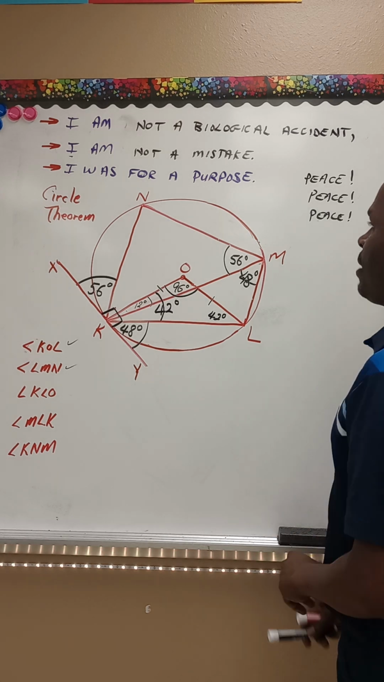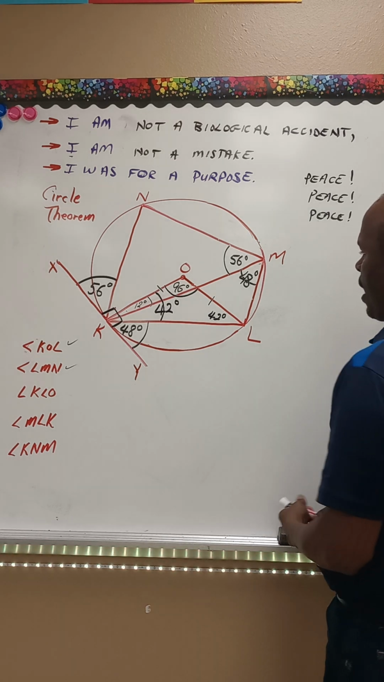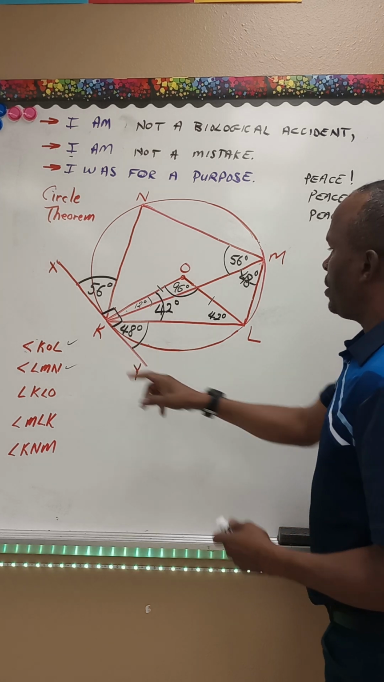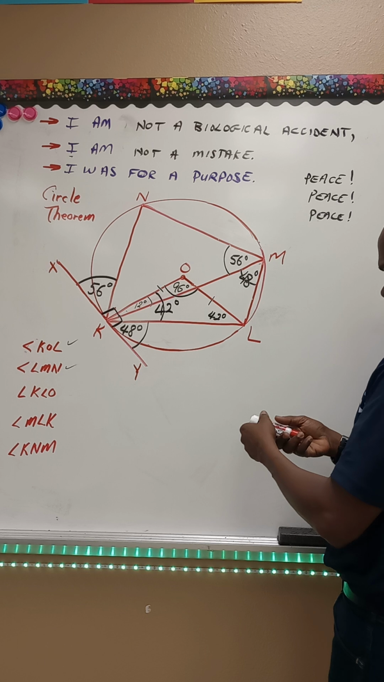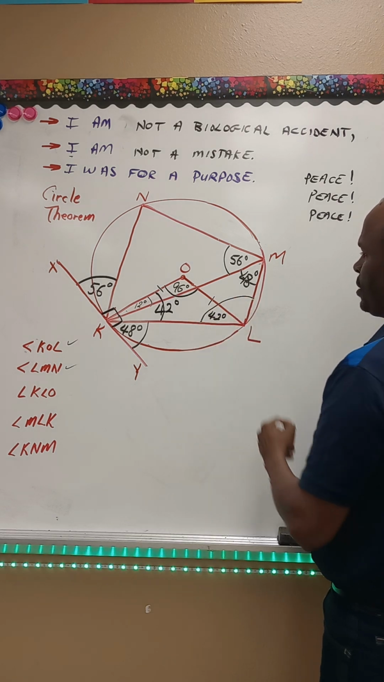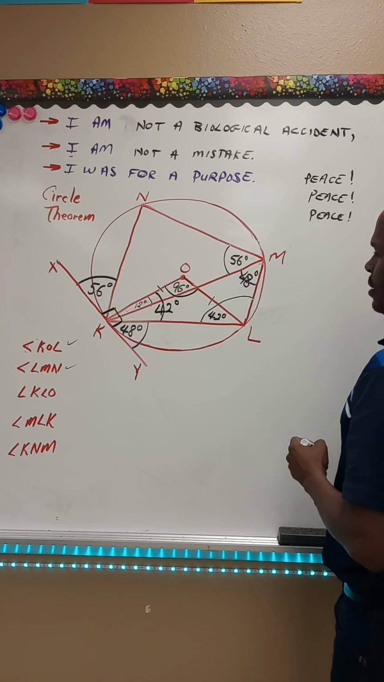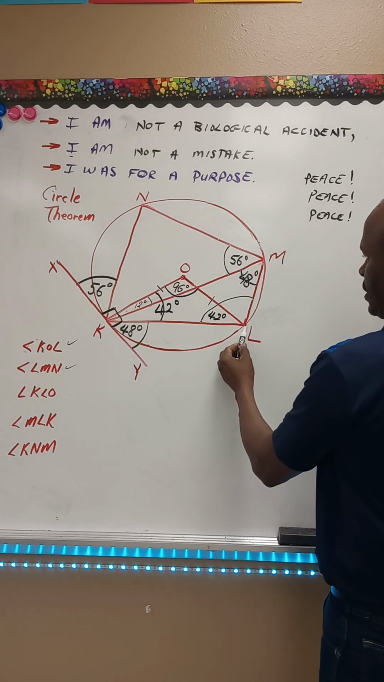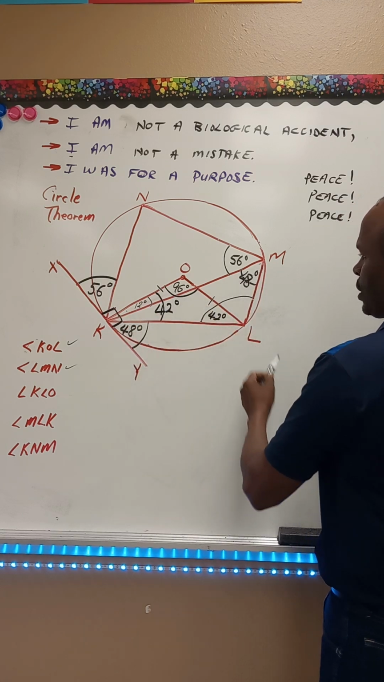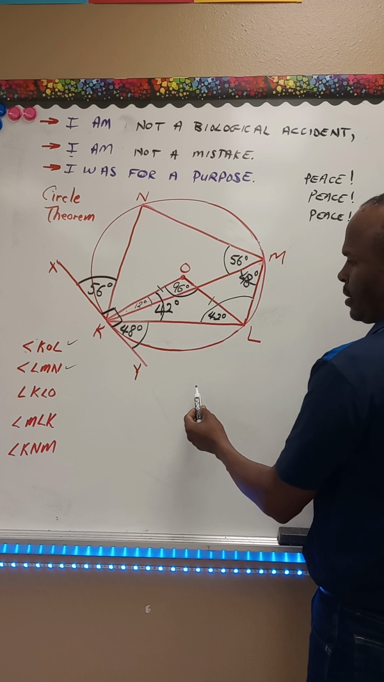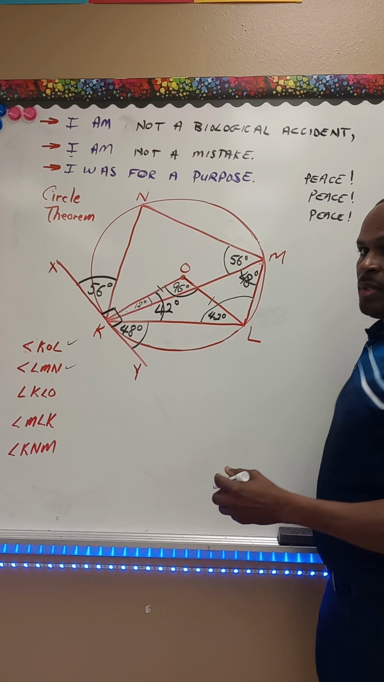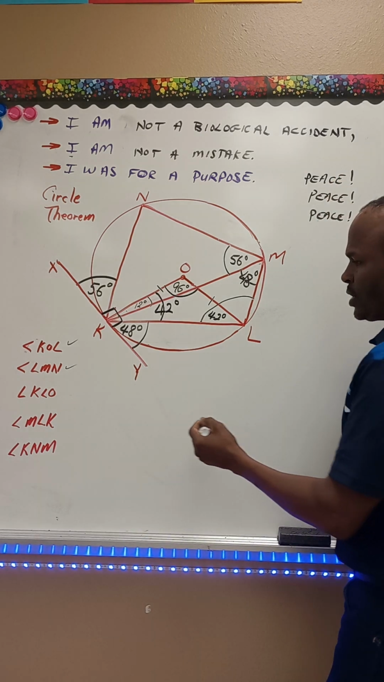Next, we've got to find angle MLK. That's this angle here, this whole angle, and we have 42 of it already. Good. To find that angle, if you look here, we have this triangle, an obtuse angle triangle. In other words, to find angle MLK, we've got to remember that the sum of the angles in a triangle is equal to 180 degrees.